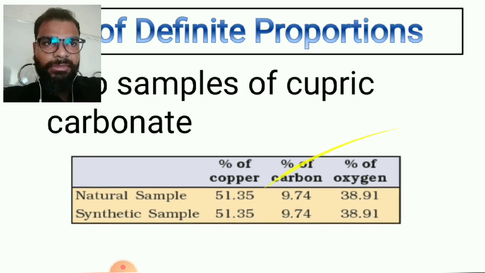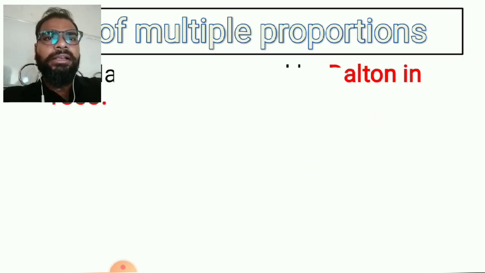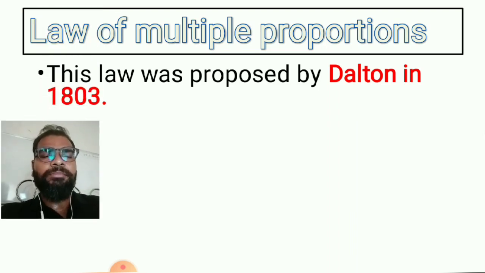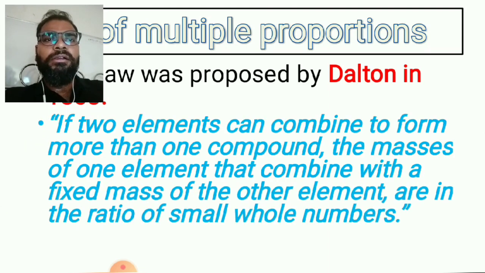Then the third one, that is the law of multiple proportions. This law was proposed by Dalton in 1803. What was it? If two elements can combine to form more than one compound, the masses of one element that combine with a fixed mass of the other element are in the ratio of small whole numbers.